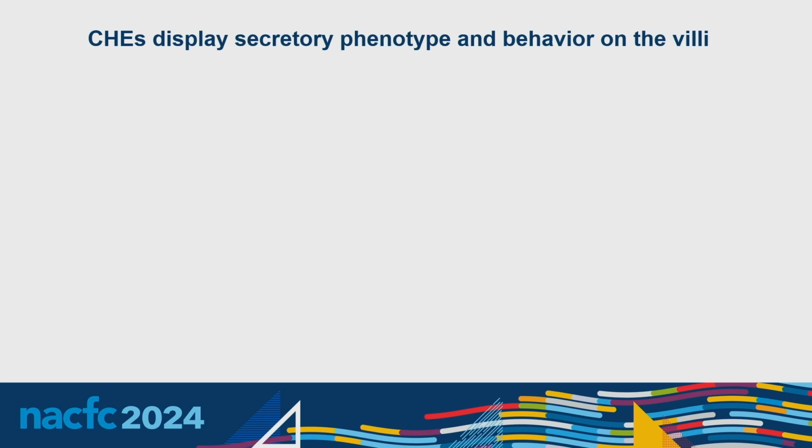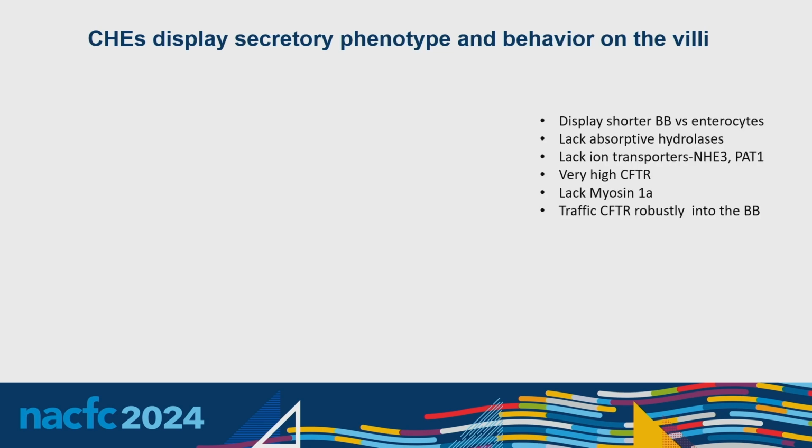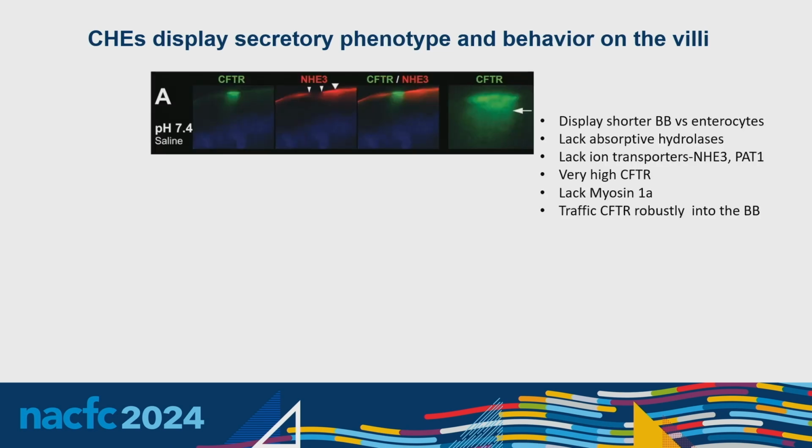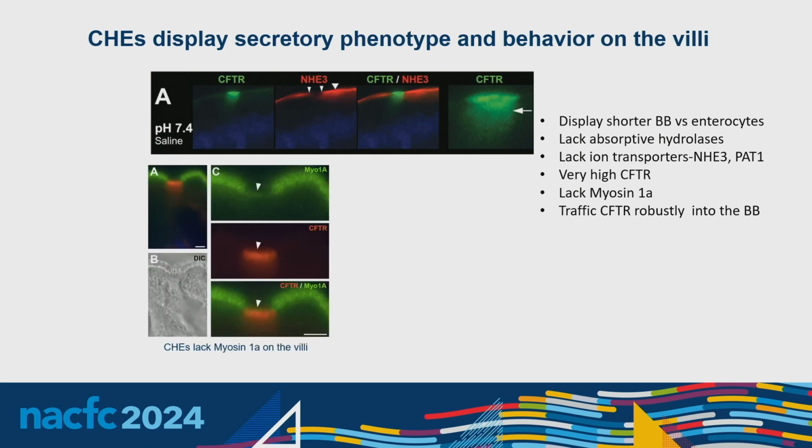The brush border is very short and disordered. We also show that they lack absorptive hydrolases, including sucrase and isomaltase. They lack absorptive ion transporters, including NHE3, which is shown in red but absent in the high expressors. Very high CFTR, and they lack an important myosin 1A, which is important in development of the brush border in villus enterocytes. And we also show that this myosin was important for trafficking of CFTR in the villus enterocytes.